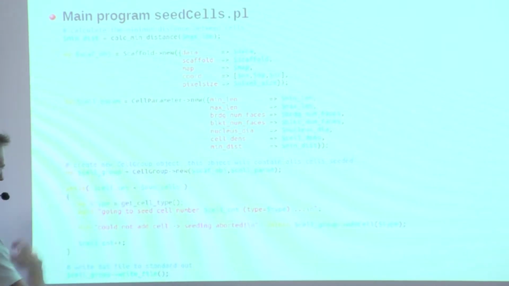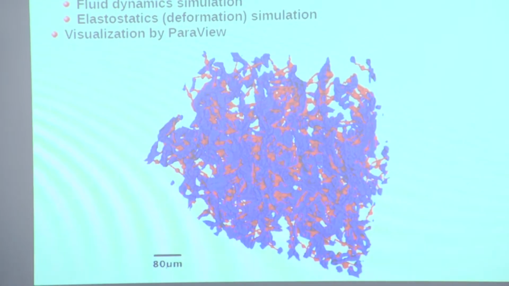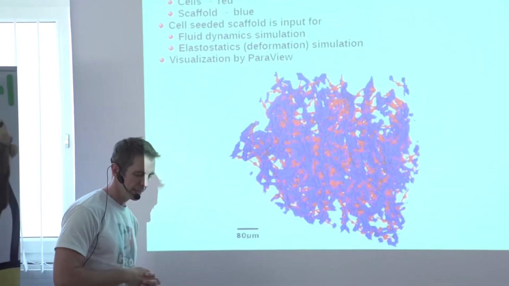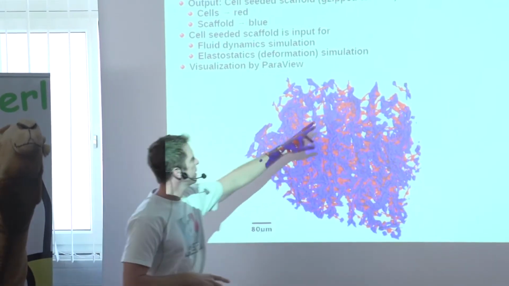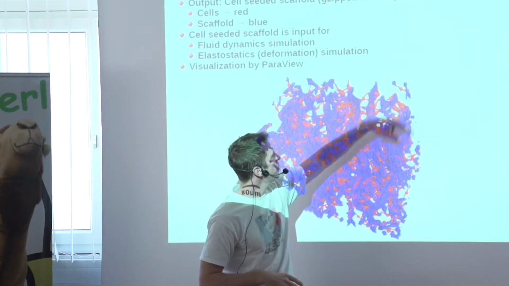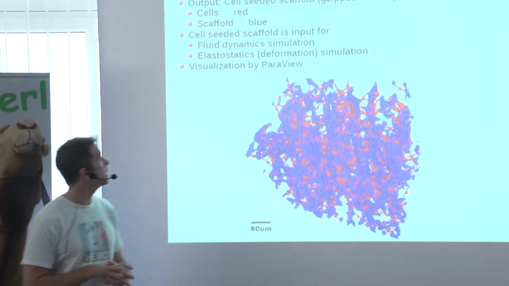Otherwise, if all cells could be seeded, the output file was written, and the output file again was a GNU-zipped text file. This now is a representation of this numerically seeded scaffold. So the red things are the cells, the blue one is the scaffold, and you see here, for instance, such a bridgingly attached cell, and there are definitely also flatly attached cells in there.